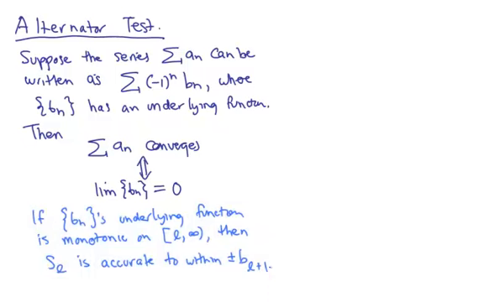Now, just like the integral test, the alternator test cannot tell you what the series sums to, but it can give you an error estimate. If the underlying function for the sequence bn is monotone on the interval from L to infinity, remember monotone just means it's decreasing or increasing only, then the Lth partial sum will be accurate to within plus or minus b sub L plus 1, which is the next term in the series. And so this gives us a useful way of gauging the accuracy.